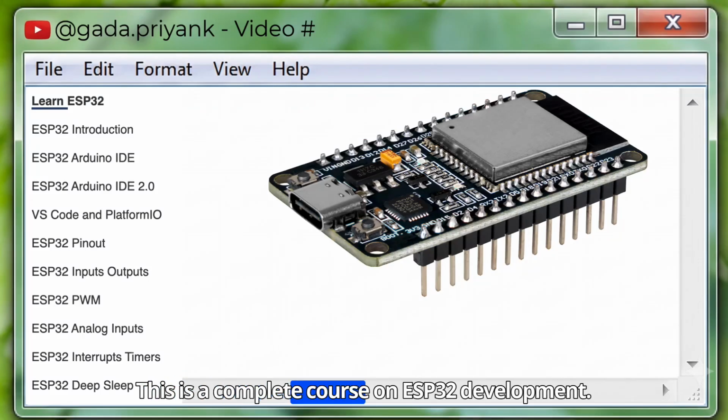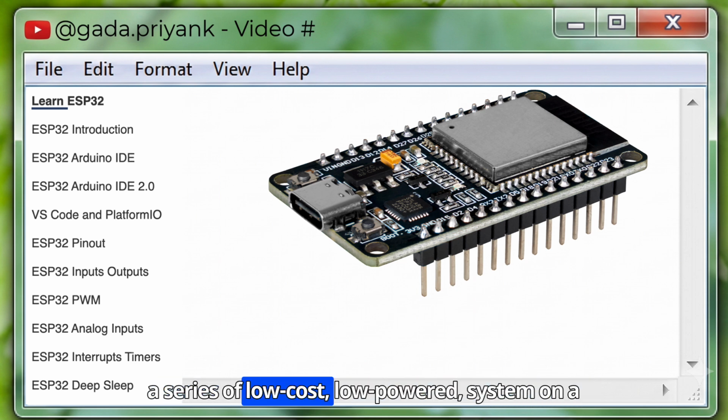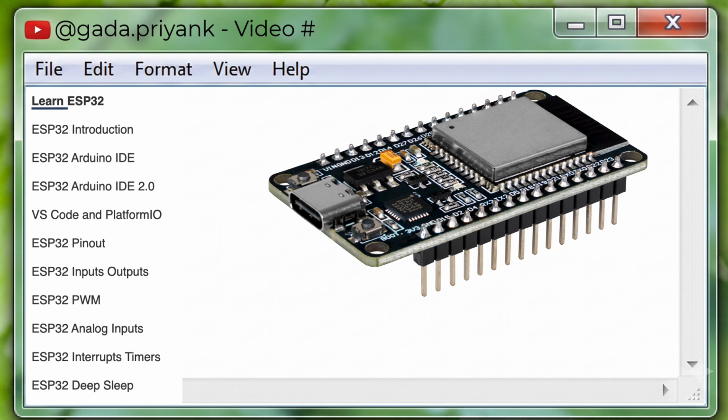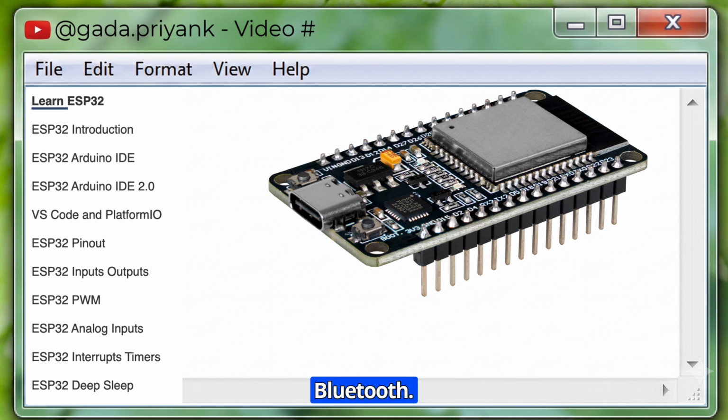This is a complete course on ESP32 development. So, are you new to ESP32? Let's start. The ESP32 is a series of low-cost, low-powered system on a chip, or SoC, microcontroller which is developed by Espressif, and it has both capabilities of Wi-Fi and Bluetooth.